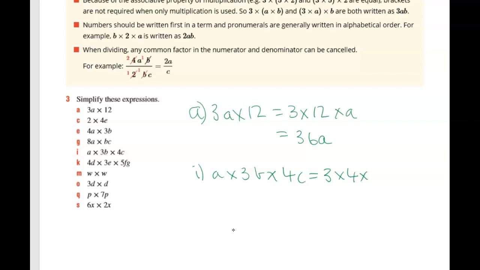And then we've got A, B, and C. So I'm just going to write A, B, C. 3 times 4 is 12. And then we've got A, B, C. Let's have a look at M.